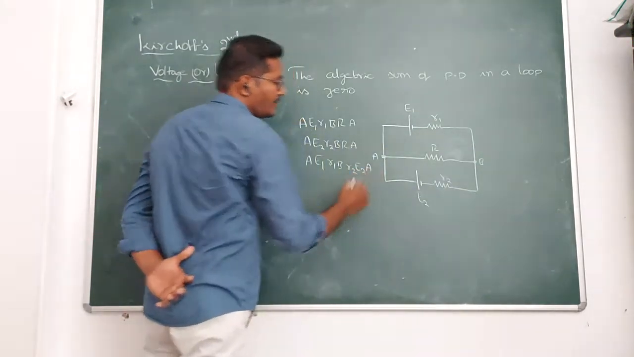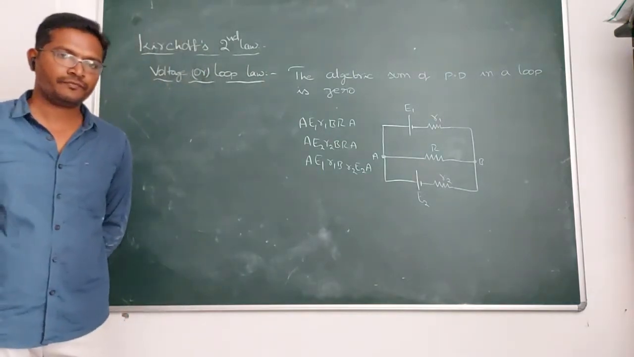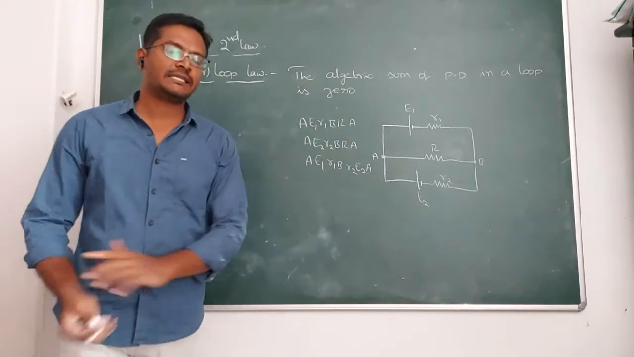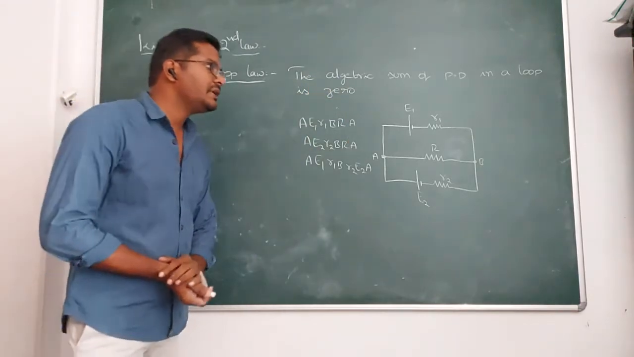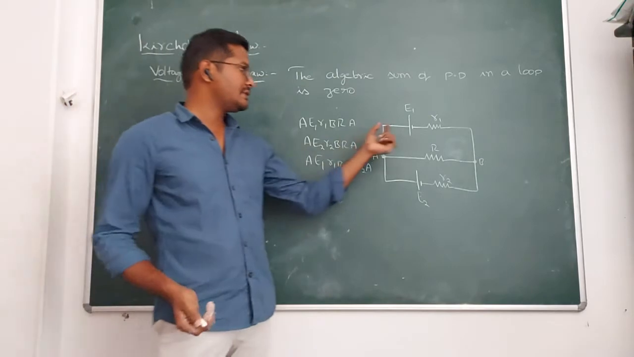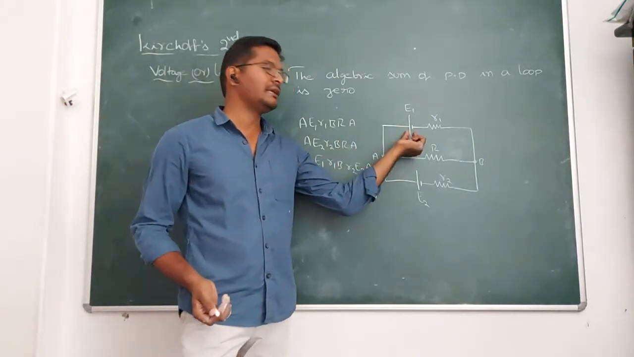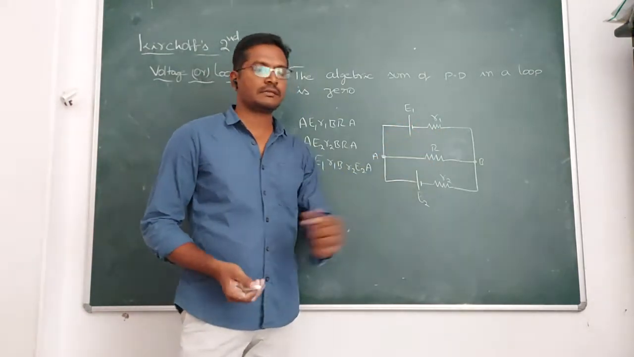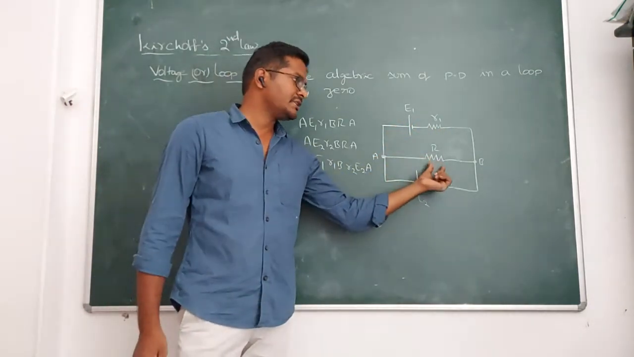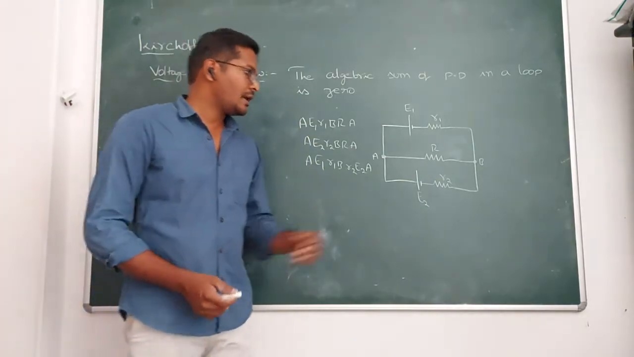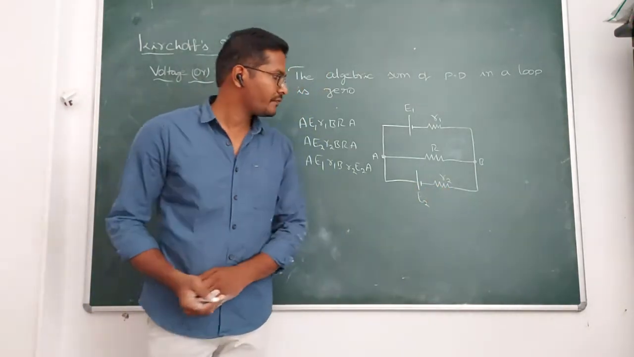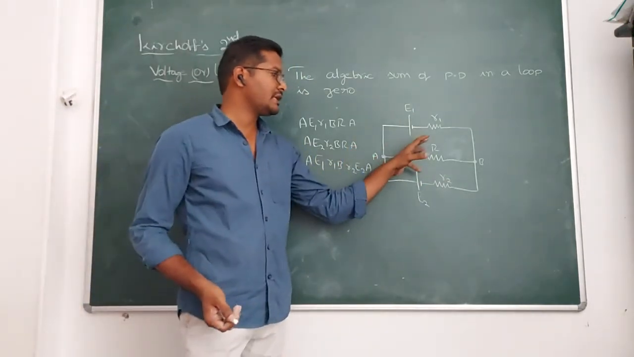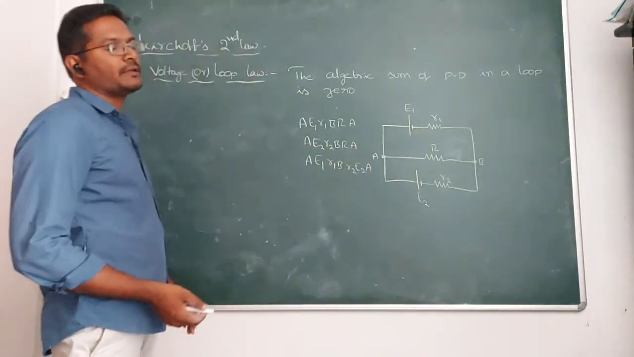So this is also a loop. There are 3 loops. By considering the 3 loops, the algebraic sum of potential differences. So you need to take the potential difference. This is having a cell potential difference which is E1, and the potential difference across R1. You need to find out the potential difference across R2 and the potential difference across R1, R and R2. So by calculating the potential difference, if you add them in a loop, that becomes 0.